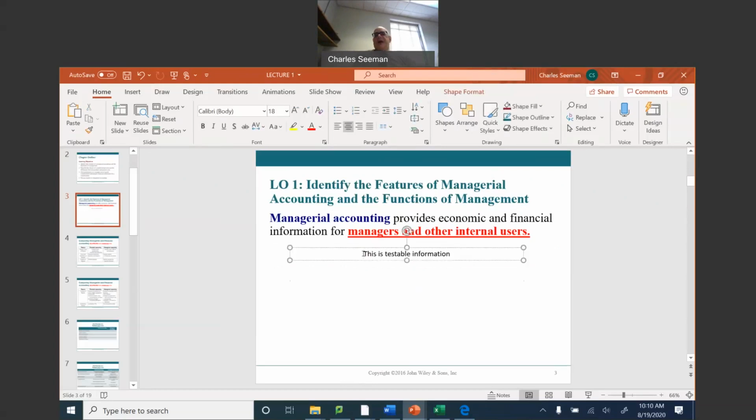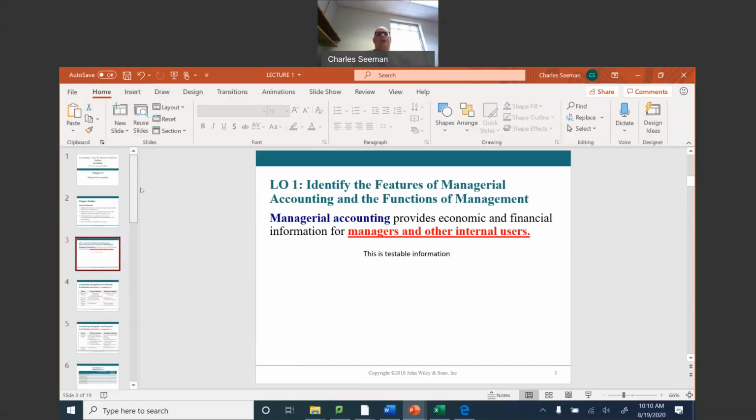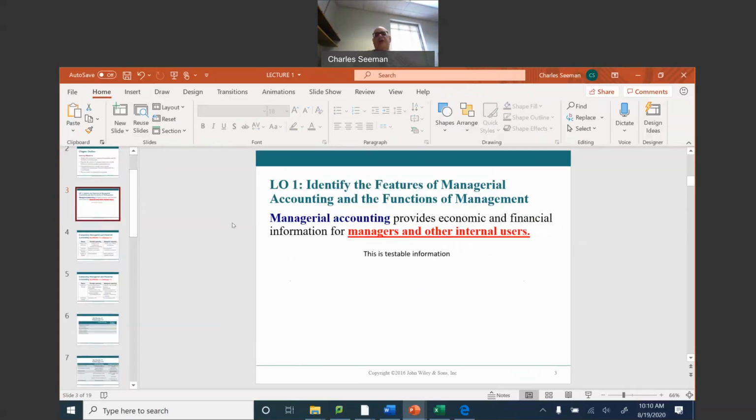Whether I'm considered successful as a managerial accountant depends a lot on the other manager's ability to use my information to make decisions. Now, I'm not making decisions for them, but I'm giving them information to make decisions and teaching them how to use that information. This is extremely important. This is what a managerial accountant does: provides economic and financial information. I would definitely write this in your notebook.